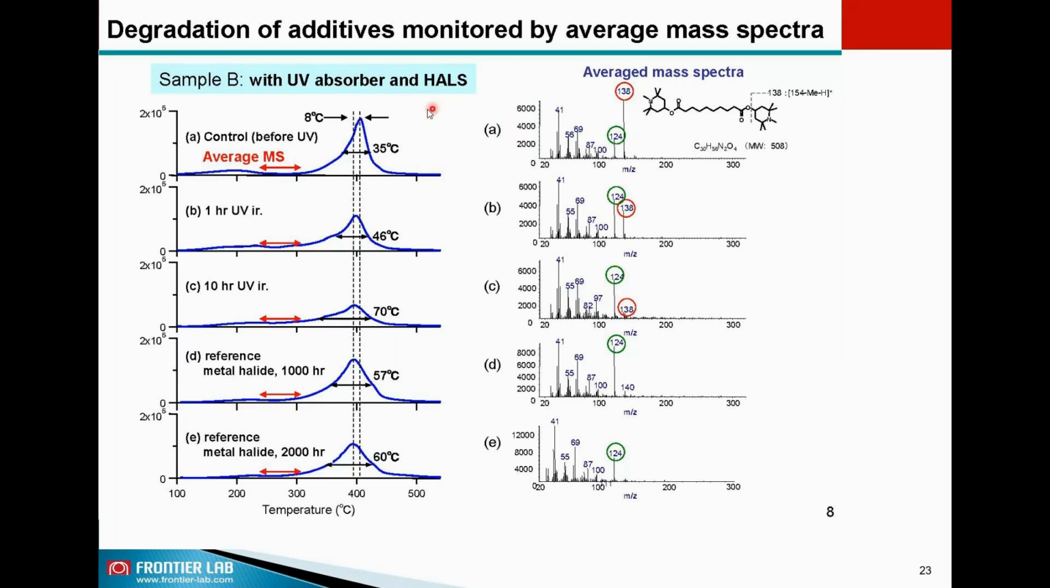Apart from just looking at the peak top temperature or the apex temperature and peak weight, you can also look at the average mass spectra and see what exactly is happening. Then accordingly you can also change the dosage, as I said, because if you increase this dosage, it can last for longer hours also. So that's how you can optimize the formula of this UV absorber and light stabilizer, just looking at the EGA and particularly the average mass spectrum.